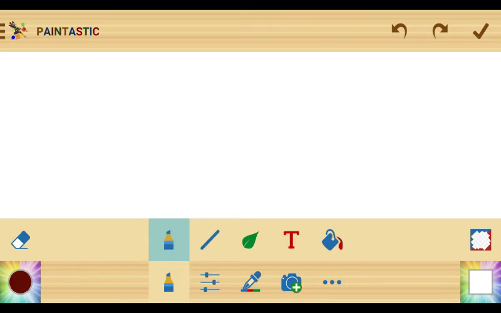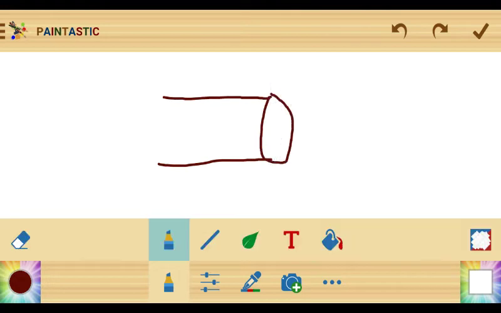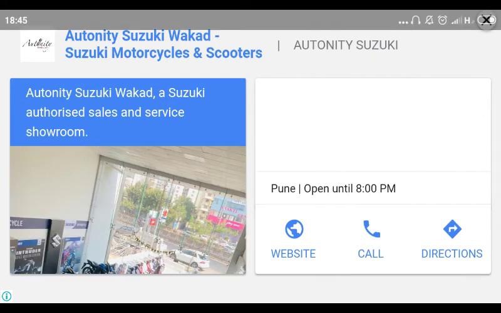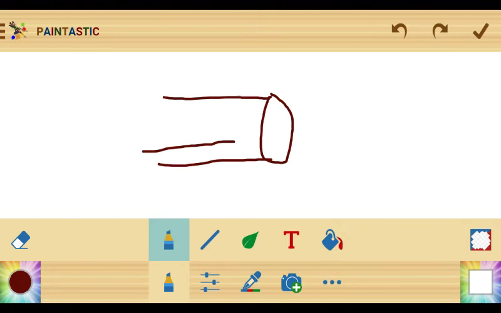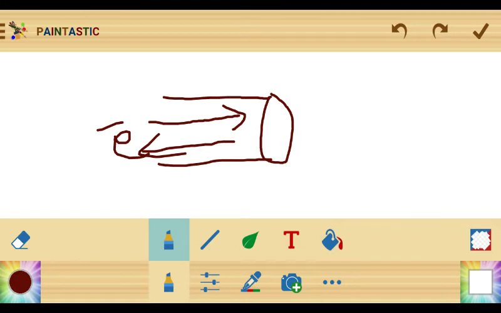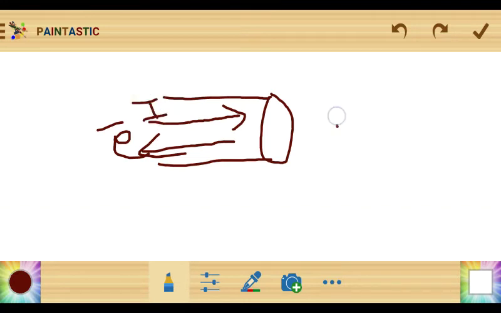Let's draw it. I'm drawing a conductor. This is a conducting wire. I'll draw the electron flow in this direction. And as from the definition, current direction is always opposite to the electron direction, so I go in this opposite direction. Convention, remember.